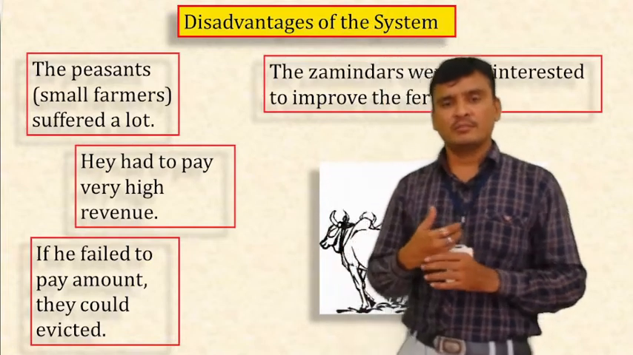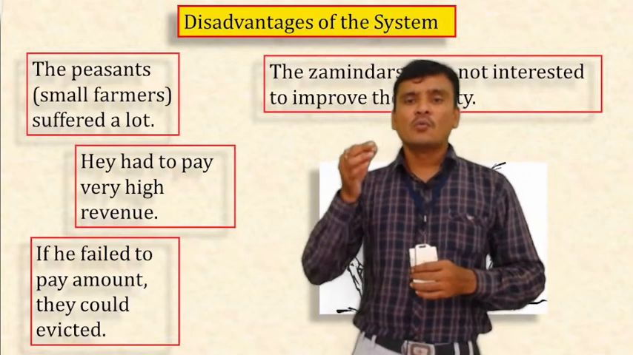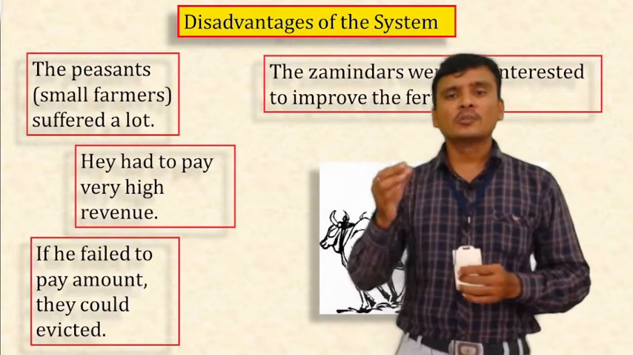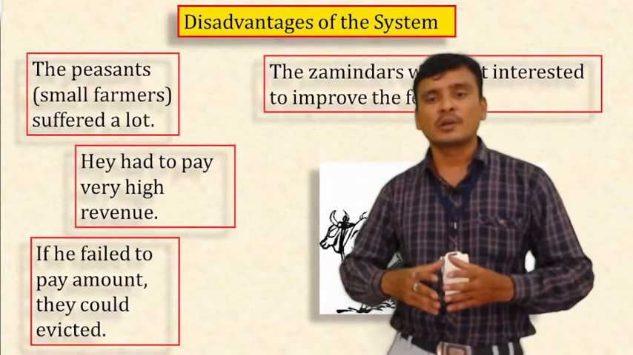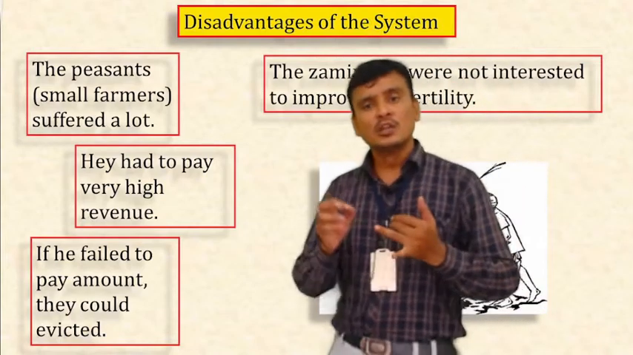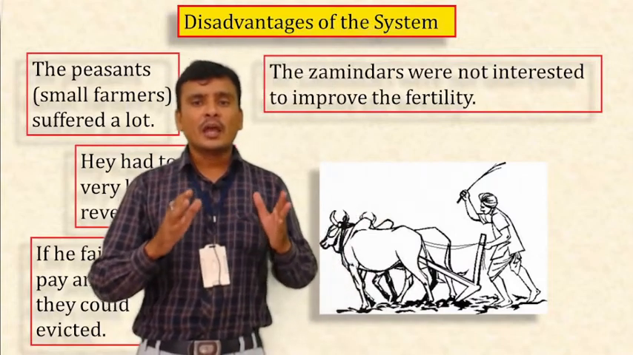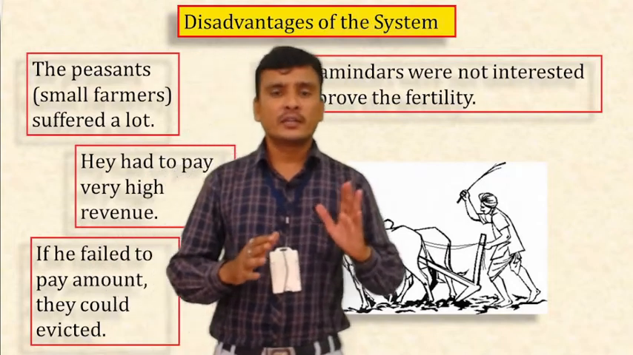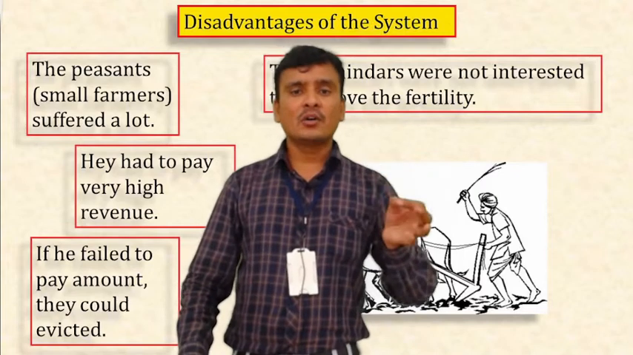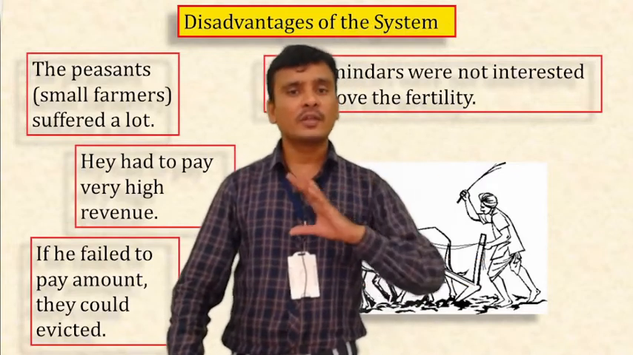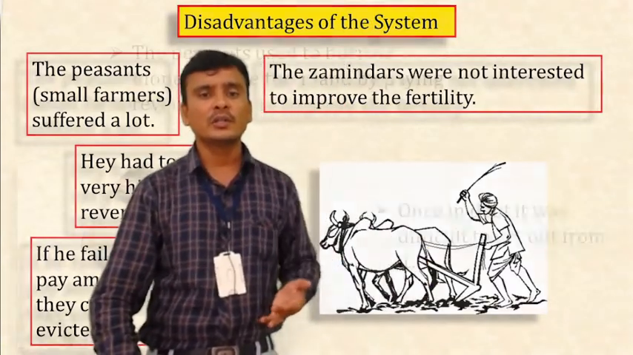Then the disadvantages. The small farmers, who possessed a very small piece of land, suffered a lot, because whatever the fixed amount was, they had to pay at any cost. There was no concession during failure of the crop, suppose flood or drought. They had to pay that revenue at any cost, and zamindars were not interested in improving the fertility of the land, because anyhow they were getting the amount, so they were not serious about increasing the fertility of the land.